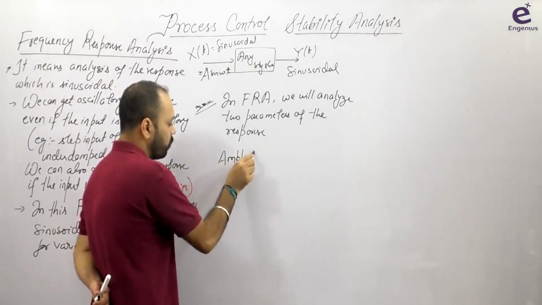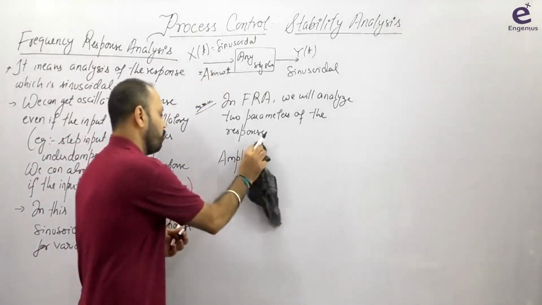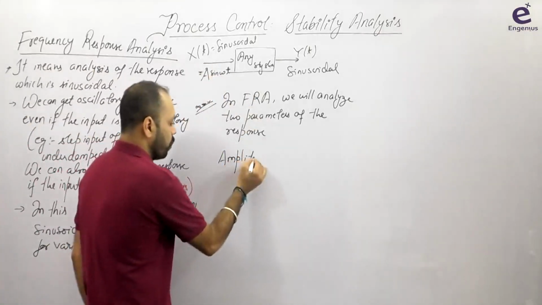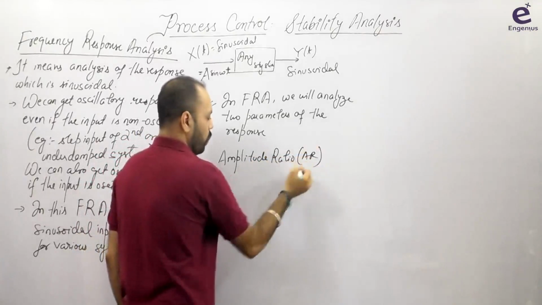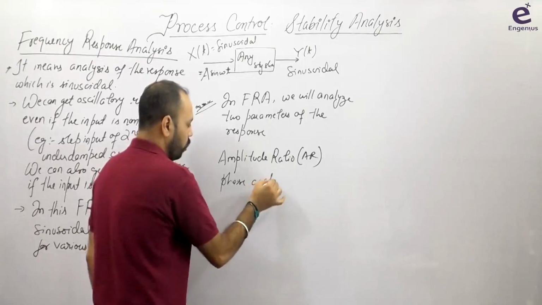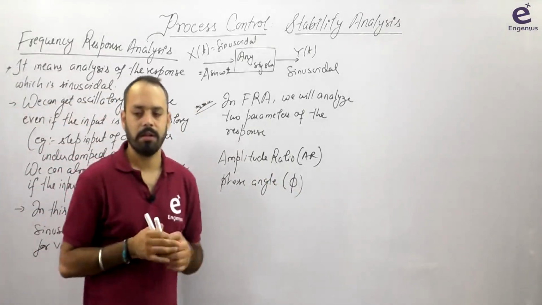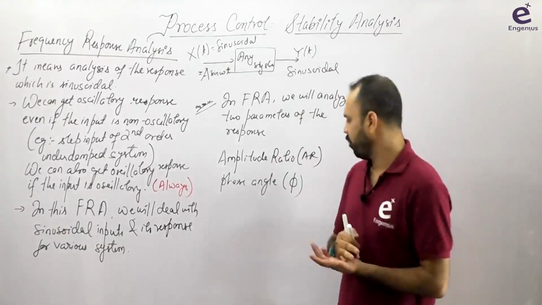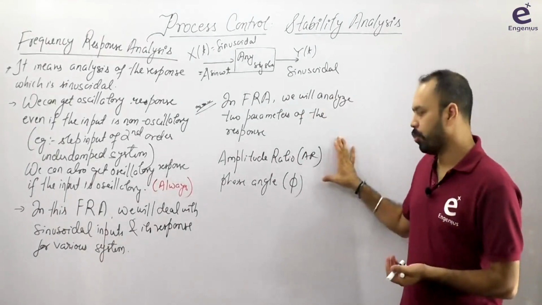So for any system, what will we keep doing? Systems will keep changing, input is fixed for different systems. We will find amplitude ratio, which in short I'll write as AR, and we will find phase angle, which in short I will write as phi. So what do we do in this chapter? We take different systems, and to all those systems I will give sinusoidal input. After giving sinusoidal input, the response will be there, and from that response I will calculate amplitude ratio and phi.